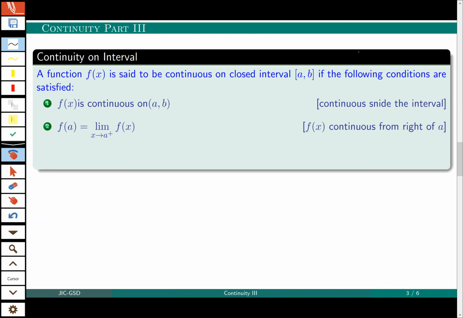Second thing is the limit when x goes to A from the right should equal f at A, because when we have A here and B here, our function is defined only inside the interval. So we have points to the right of A, and that's why we say the limit when x goes to A from the right should equal f at A. Similarly, B has only a left neighbor, that's why the third condition is that the value of the function at B should equal the limit when x goes to B from the left.